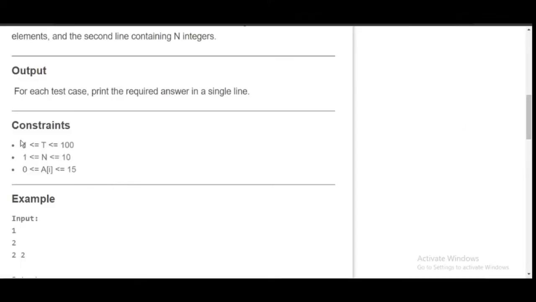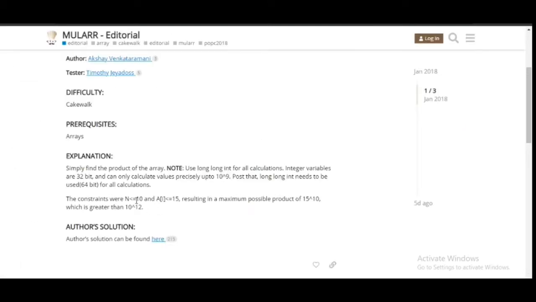Why this? See the constraints. We have to consider this as well. If you see the constraints, n goes up to 10 and ai up to 15. So the possible product will go up to 15 raised to power 10, which is greater than 10 raised to power 12. So use long int for all calculations. Integer variables are 32-bit and can only calculate values precisely up to 10 raised to power 9. So whenever you write int, 10 raised to power 9 is the only precise value it gives.